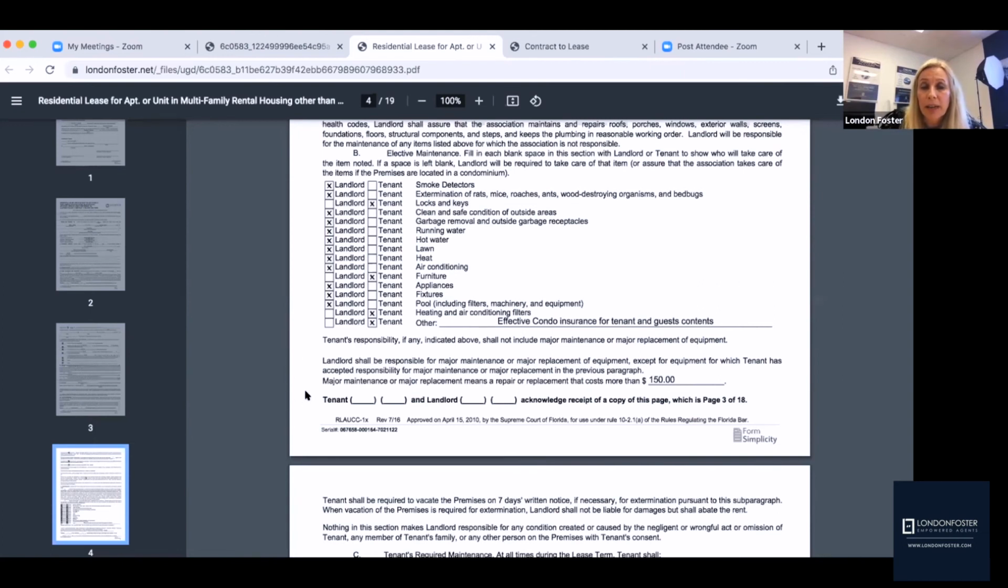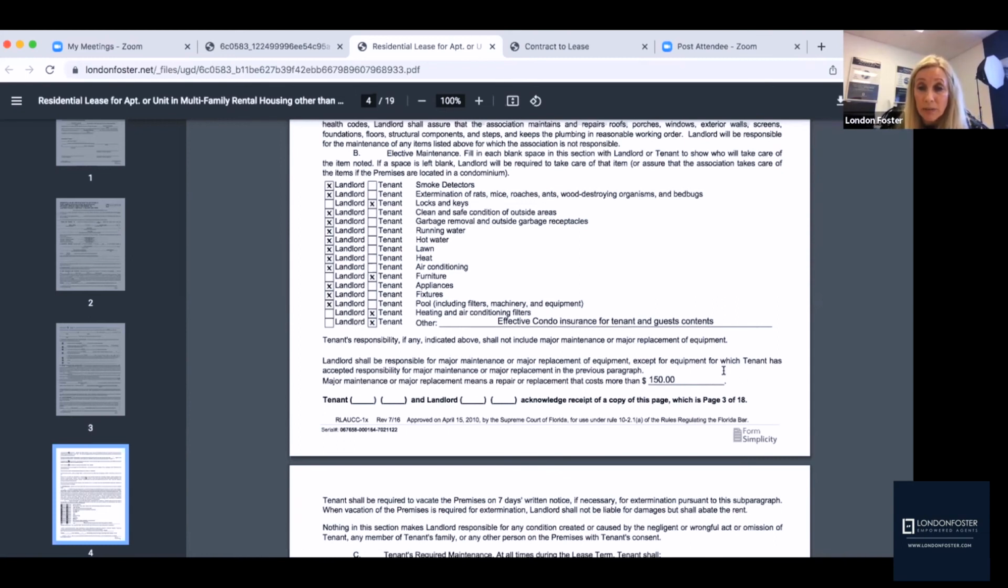Let's see, moving on down here. Landlord shall be responsible for major maintenance or major replacement of equipment, such as AC, kitchen appliances, etc. And a tenant has accepted responsibility for repair of no more than $150. Why do I put $150? It's typical. The owner can put whatever amount he wants on here or suggest an amount, but the tenant has to agree to that.